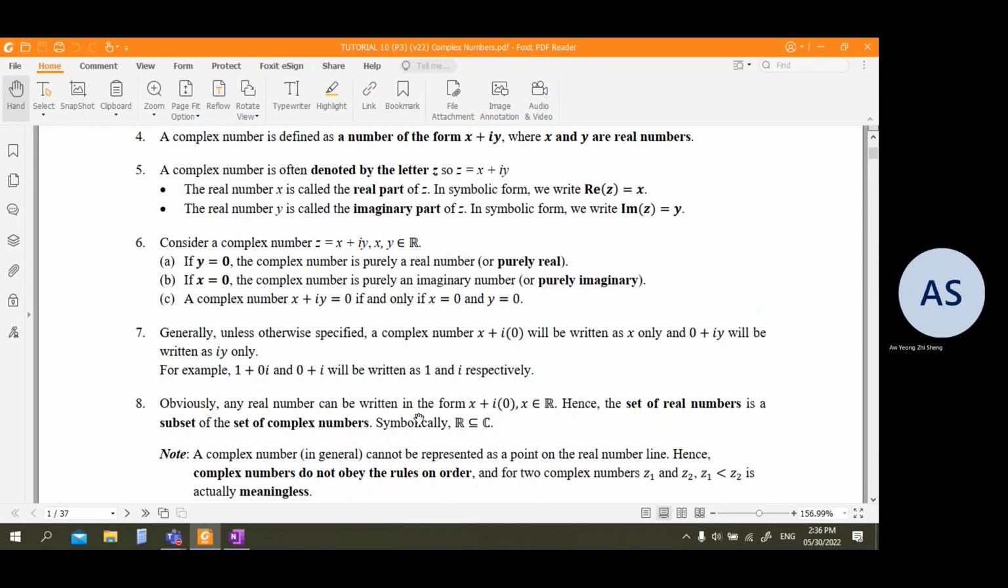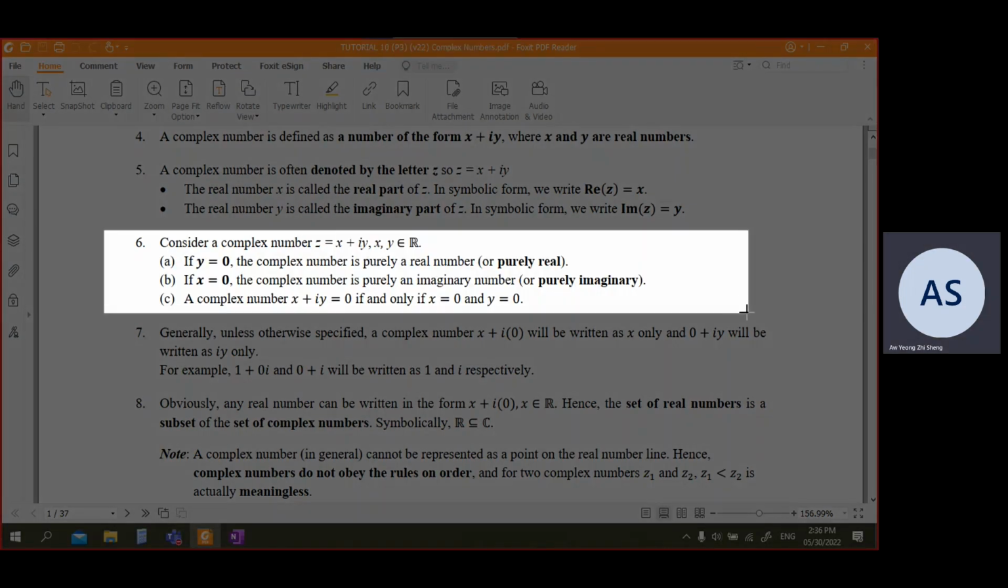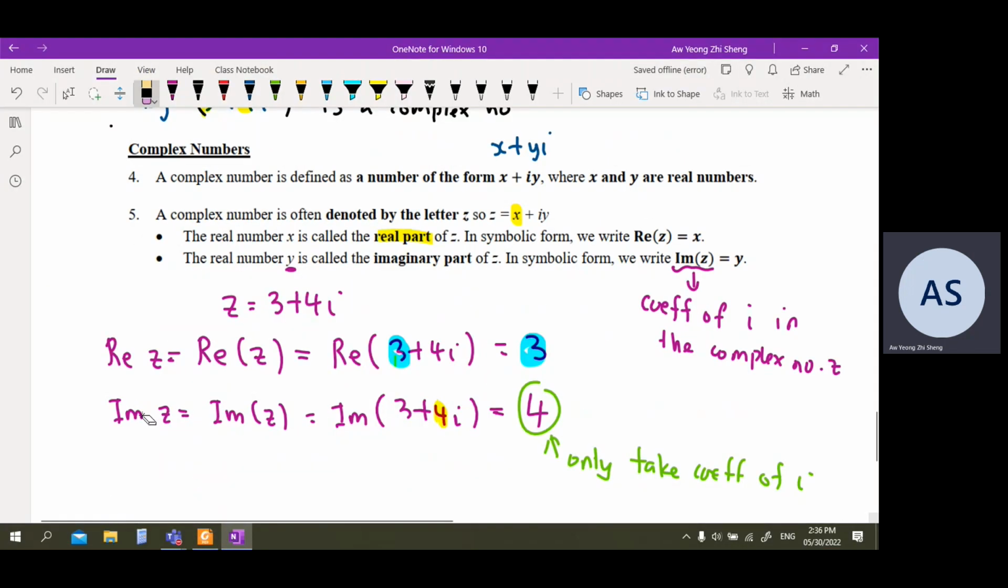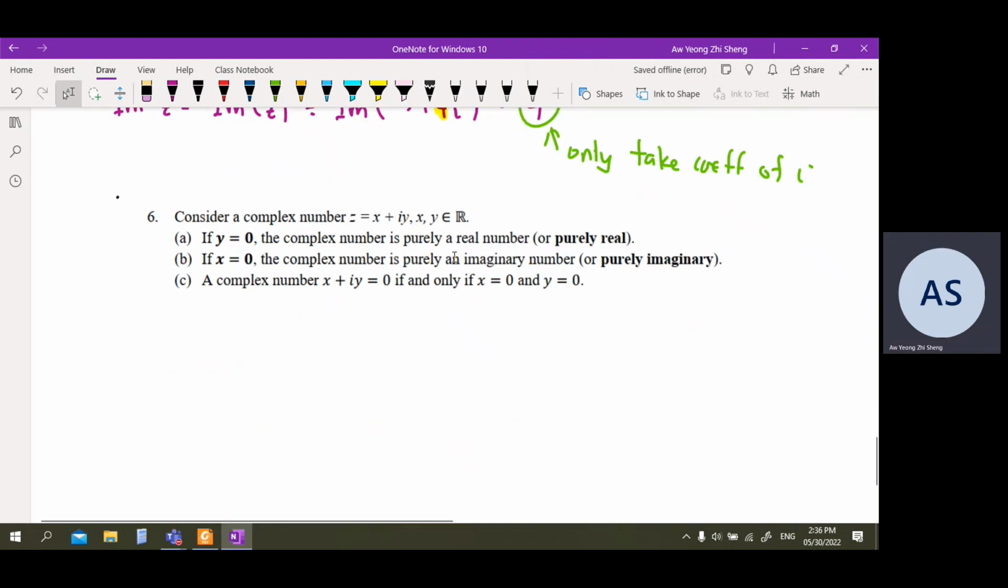Next, consider this complex number z equals x plus yi, where x and y are both real values. So it says if y is equal to 0. Moments ago I mentioned that the definition of a complex number just requires that the number be able to be written in the form x plus yi, where x and y are real. It doesn't say that x and y must both be non-zero. In other words, it allows x to be 0, or y to be 0, or even x and y to be both 0.